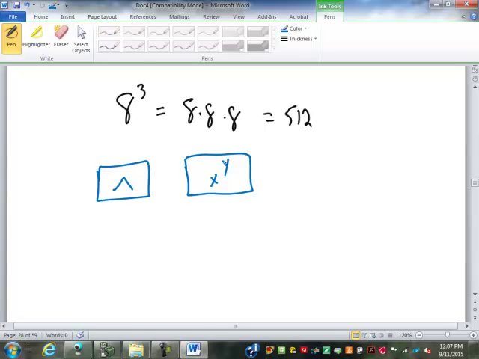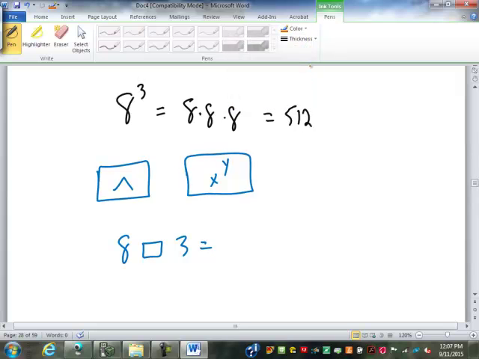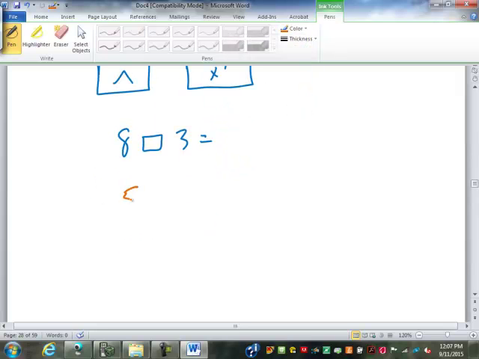To use that, you would take 8, press that key, whichever one you have, and then the 3, and it should spit out 512. Yeah, both those keys work exactly the same way. If you want to test it, let's do 5 to the 6th power. 15,625.